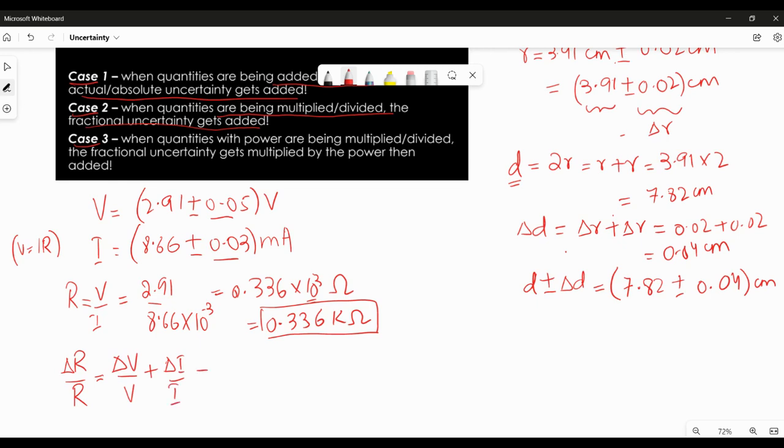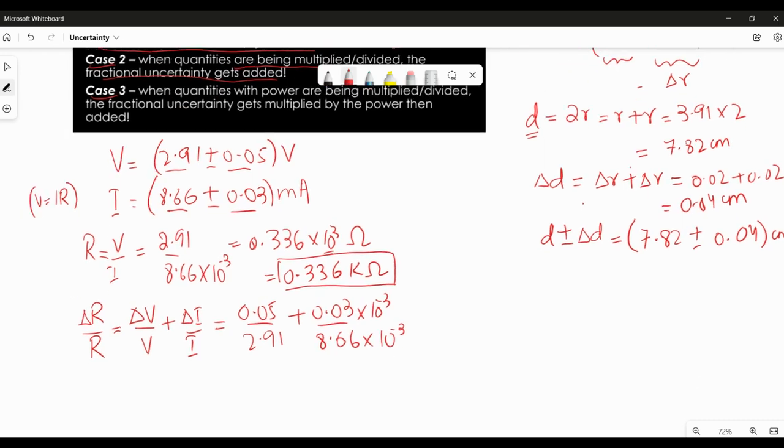Now, fractional uncertainty, as we previously saw, is the ratio between absolute uncertainty and the average value of the quantity. Absolute uncertainty in PD is 0.05, and the average value of PD is 2.91. And similarly, absolute uncertainty in current is 0.03. All values are mentioned right above. And the average value of current is 8.66. And by the way, current is in milliamperes in both cases, so I will just use the exponent 10 to the power minus 3.